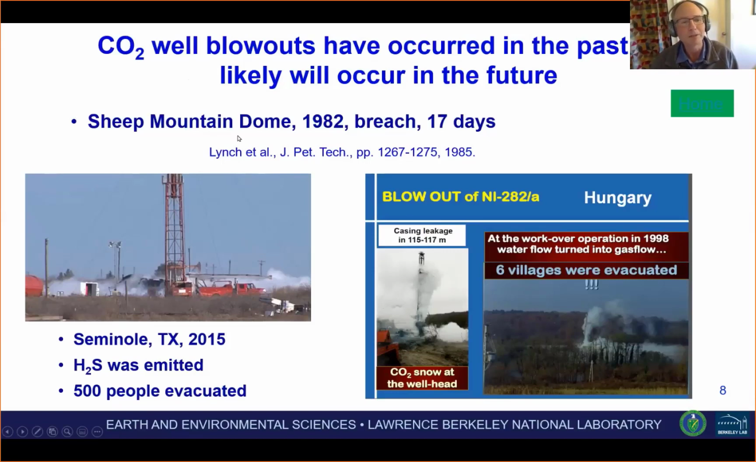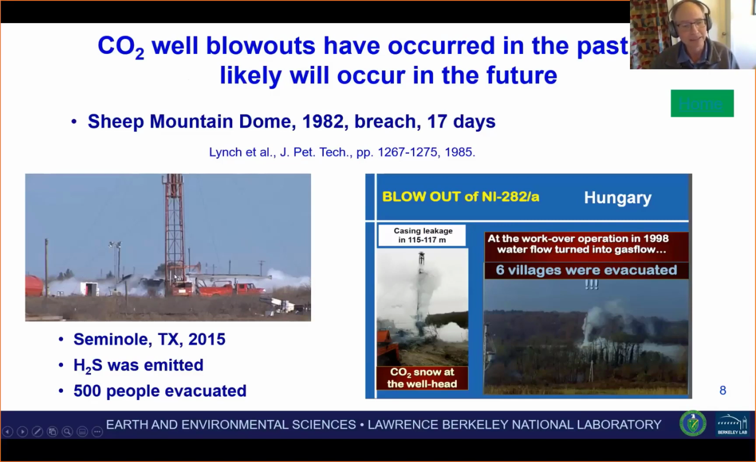Famous one I'm sure many of you know about is the Sheep Mountain Dome, because there's a nice paper written about it and the attempts to kill that blowout. It took 17 days to kill, but it's a very nice paper if you get a chance to look at it. Much more recently, this is just a photograph from a newspaper story in 2015. You can see there's a blowout going on here below this rig, and you see kind of this white fog. This would be condensing water in the atmosphere, condensing due to the cold CO2 coming up, probably cooling by expansion.